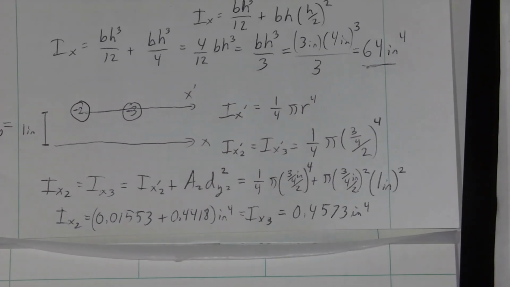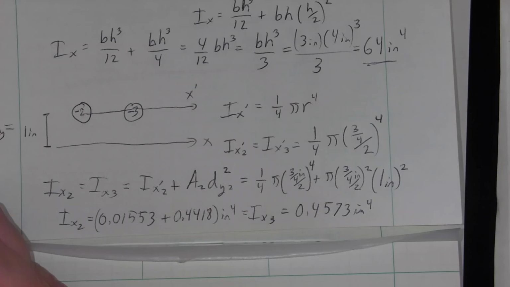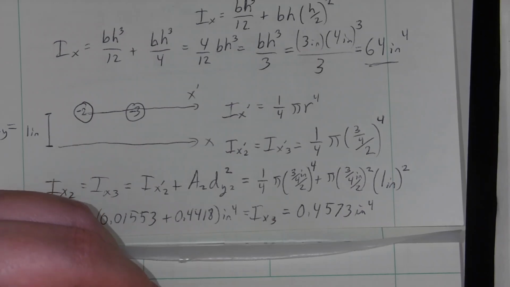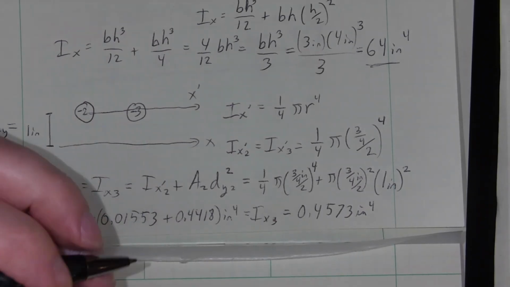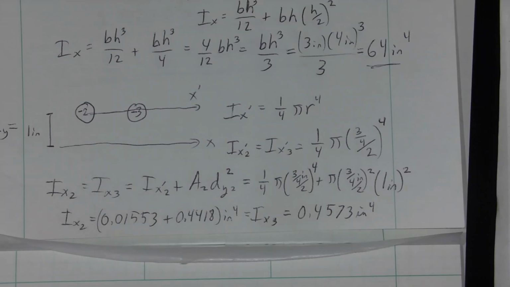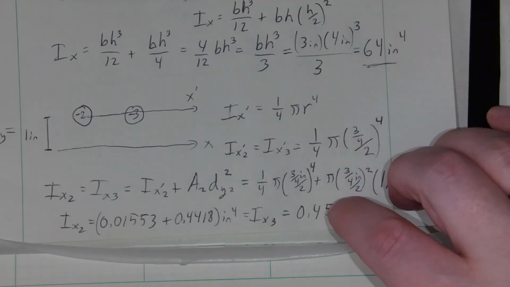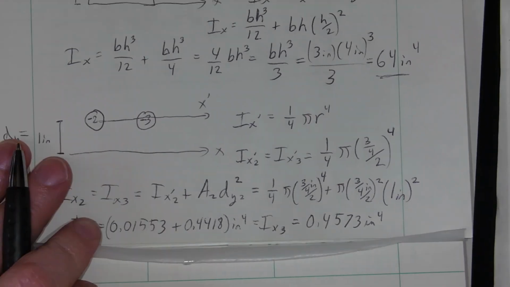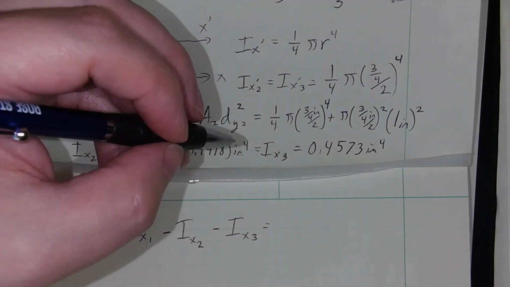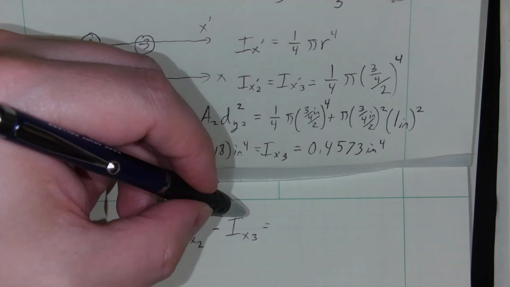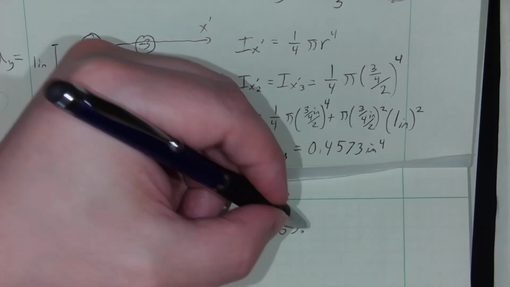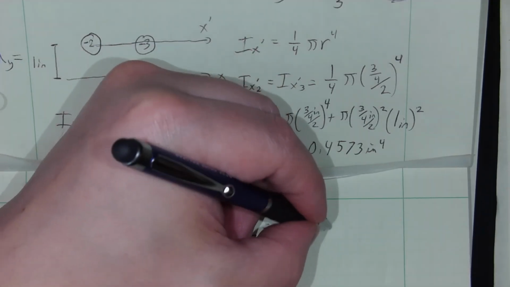So the total moment of inertia about this x-axis is going to be the moment of inertia about the first shape minus, because it's negative because it's a hole, the moment of inertia about the second shape minus the moment of inertia for the third shape. And if we run that out, I've got 64 minus 2 times this guy. And I just realized, I'm sorry, I've not kept this on the screen for you. Here we go. So if I run the calculations, I get 63.1 inches to the 4th.